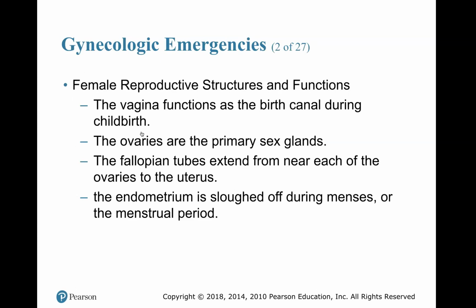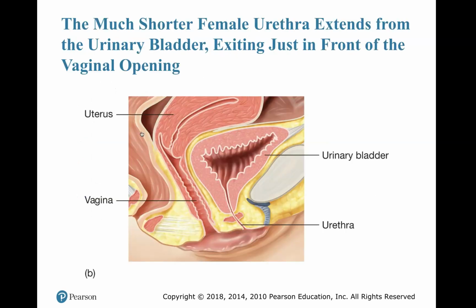Female reproductive structures and functions. The vagina functions as birth canal during childbirth. The ovaries are the primary sex glands. The fallopian tubes extend from near each of the ovaries to the uterus. The endometrium is sloughed off during menses or the menstrual period. The much shorter female urethra extends from the urinary bladder, exiting just in front of the vaginal opening. Learn this figure. Learn what its anatomy is.